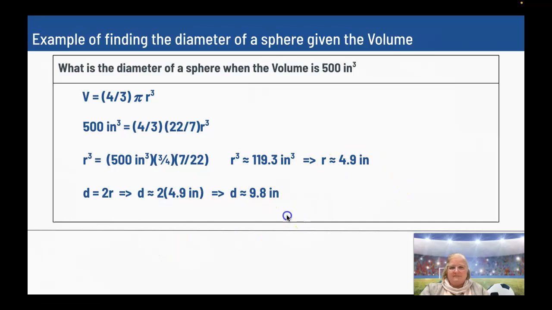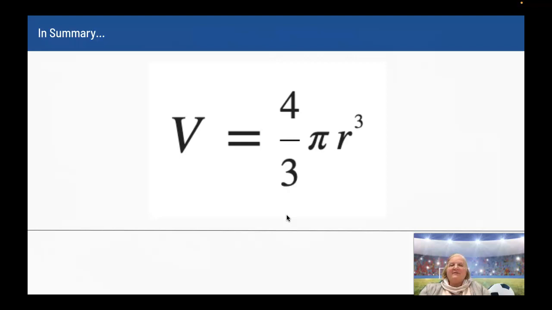So in summary, our formula for volume of a sphere, a ball, three-dimensional, is 4/3 pi r cubed. Remember, volume is capacity, how much it holds.